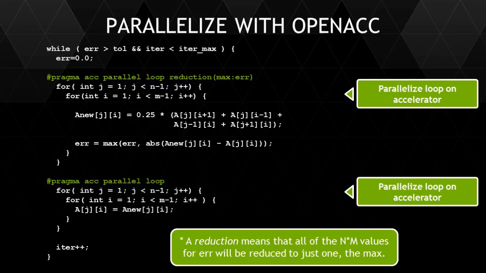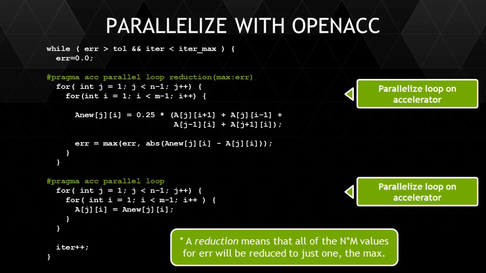A reduction is saying that there are n by m different values for this error variable. And every single loop iteration is going to calculate its own value for error. But at the end, I only really want one. I want the maximum. So I'm going to reduce the n times m different values of error down to the one absolute maximum across all of them. And so I need to specify that to the compiler.